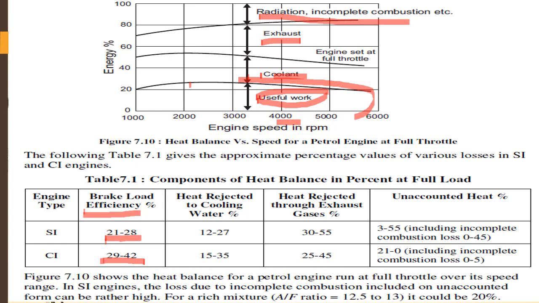In a similar way you can find the heat carried by the coolant for the petrol engine, and this is for the diesel engine. This is the heat carried by the exhaust gases for the petrol engine and for the diesel engine. If we talk about unaccounted losses, you can see 3 to 55% unaccounted losses for the petrol engine, and 21 to 0% for the diesel engine.